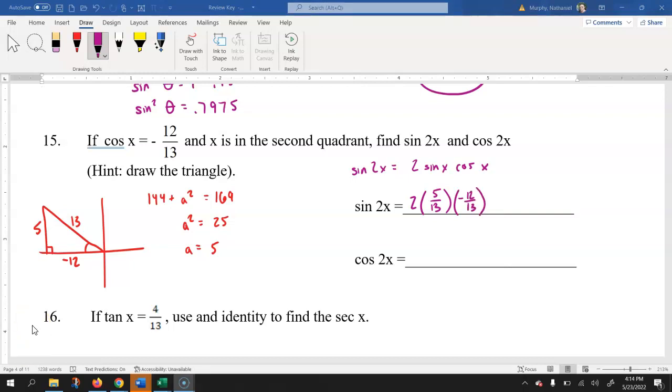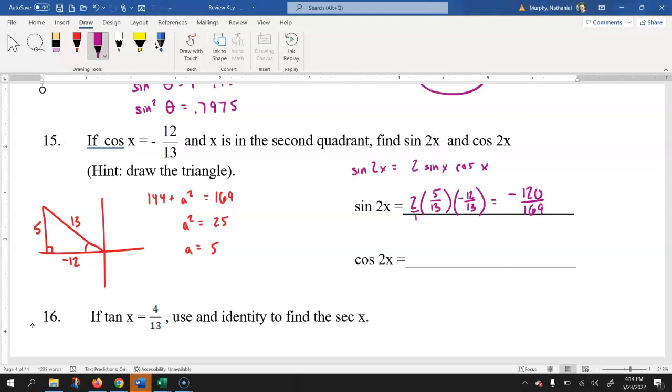Now when we go to simplify this, you could just multiply all those numerators together. So 2 times, this would be the same as 2 over 1. So 2 times 5 would be 10, times negative 12 would be negative 120. And 13 times 13 would be 169. And that can't reduce, so that would be your answer for the sine of 2x.